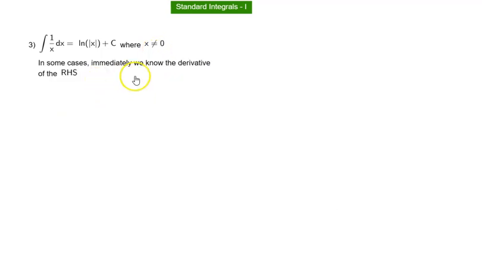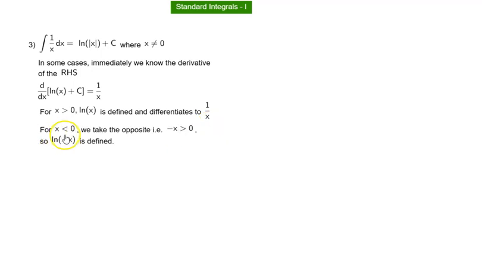Now, in some cases, immediately we know the derivative of the RHS. You know, the derivative of natural log of x is 1 by x, and c, of course, disappears. But here we have to be careful. For x greater than 0, natural log x is defined and differentiates to 1 by x. For x less than 0, we take the opposite of this statement. That is, minus x is greater than 0. So in this case also, natural log of minus x is defined.